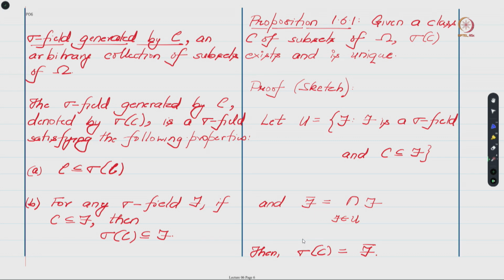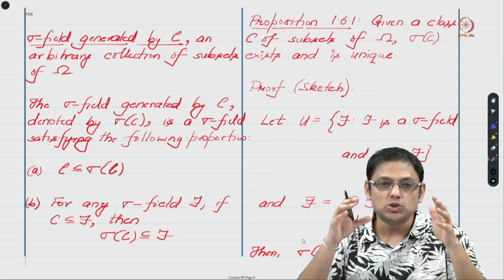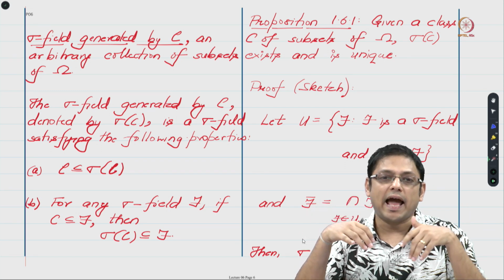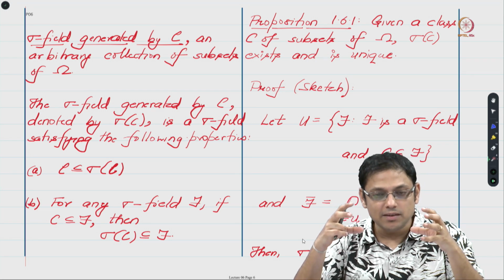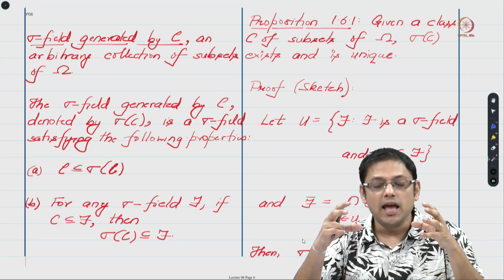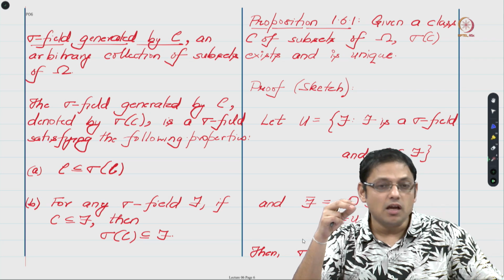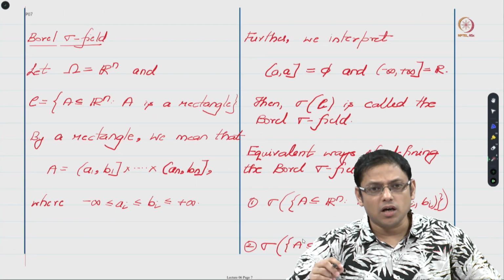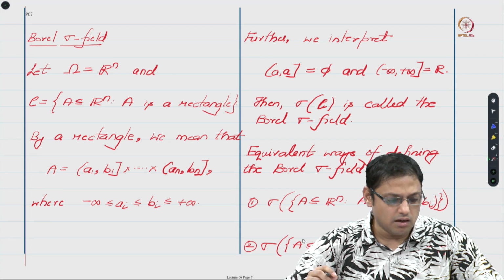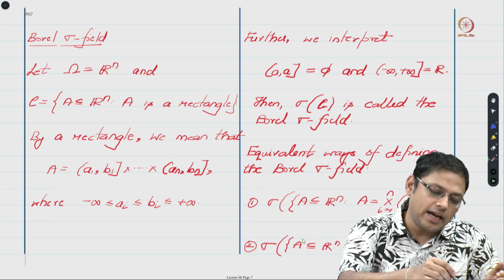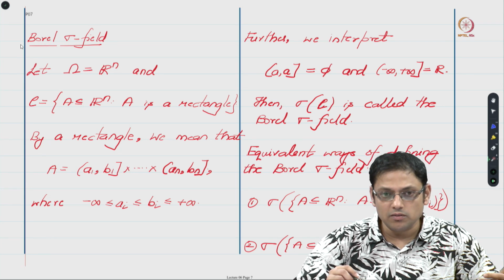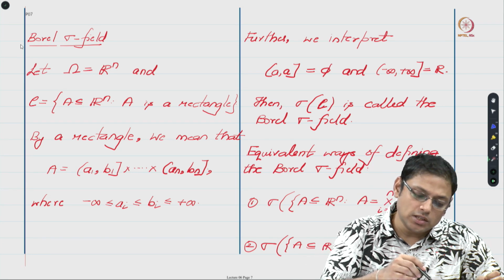So the summary of what we have discussed so far is that we have seen what a sigma field is, and we have also seen that if you are given an arbitrary collection of subsets of omega, you can come up with the smallest sigma field generated by this collection, which we refer to as sigma of C. Now let us look at some special sigma fields, and at the top of the list is the Borel sigma field. This is something that we will often encounter throughout this course.